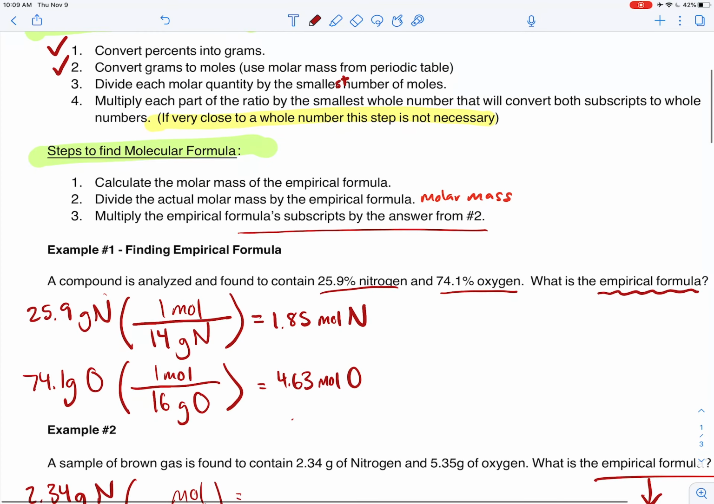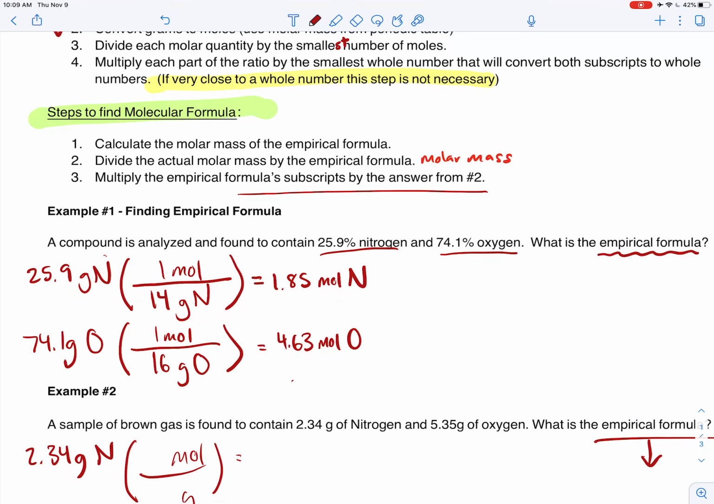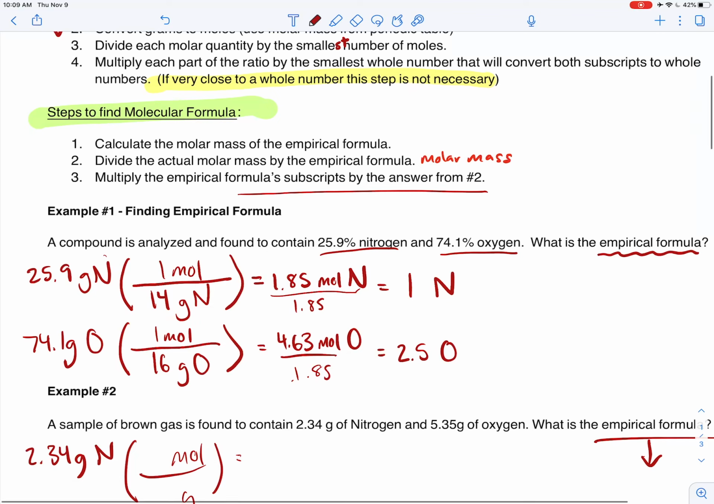Step 3, divide each molar quantity by the smallest number of moles. The smallest number of moles is going to be this 1.85. I'm going to divide both of these numbers by 1.85. I get 1 nitrogen and about 2.5 oxygens. Now we should be able to write our formula, and if we try, we would write NO2.5. If you're looking at that thinking, that doesn't seem right, that's true. We can't have half of an oxygen atom, so this is actually incorrect. We're going to have to see what that last step is here.